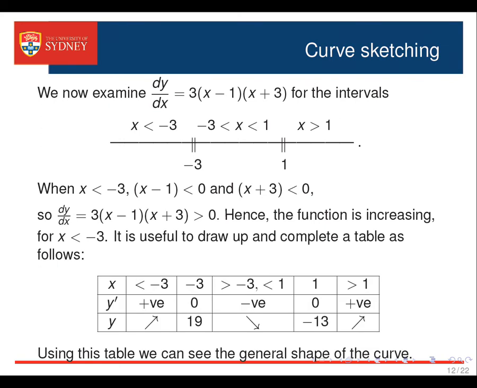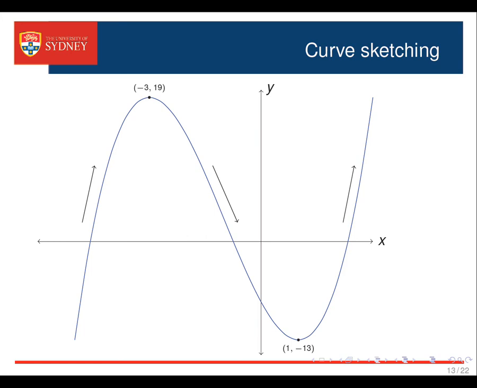It's a good idea to draw a table like you see here when doing this. So when x is between minus 3 and 1, the derivative is negative, and so the function is decreasing. When x is greater than 1, then the derivative is positive, so the function is increasing. You can already start to see the general shape of the curve. Here is a sketch of the curve. Start with plotting the stationary points and form the shape of the curve from what we learned about the function.